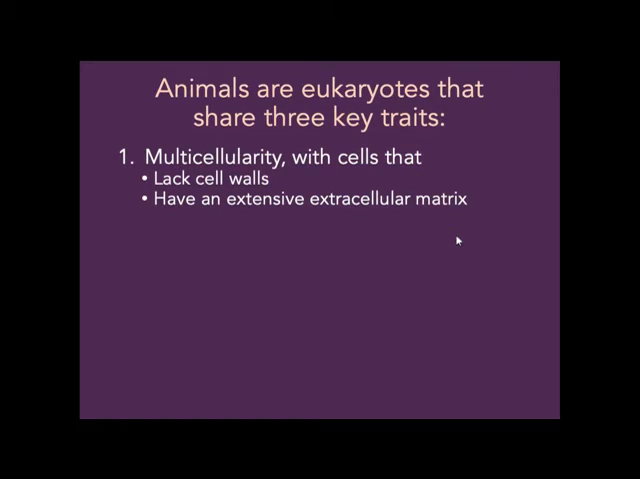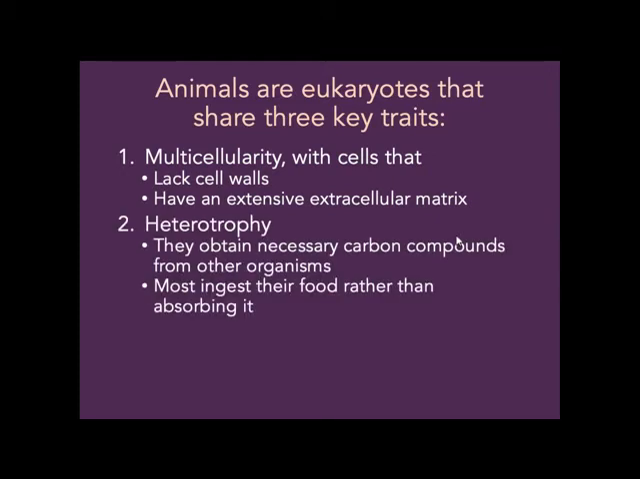They are all multicellular, so there's no unicellular animals. They all have cells that do not have cell walls, okay? So they have cell membranes, right? But they don't have hard cell walls on the outside. Instead, their cells have a membrane that's surrounded by an extensive extracellular matrix. So if you can kind of picture back from 1113, it's like that big old garbage dump of different kinds of molecules that surrounds the outside of an animal cell.